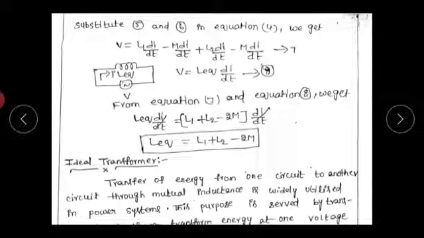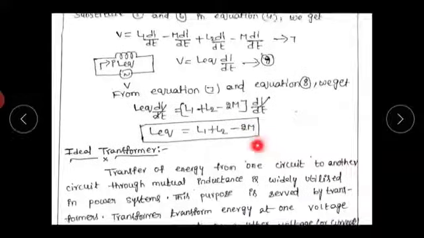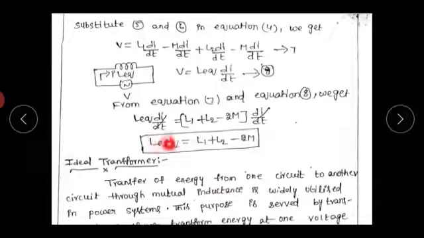From the circuit we can write V equals L equivalent into dI by dt. By comparing these two equations, we can write L equivalent into dI by dt equals L1 plus L2 minus 2M into dI by dt. So both sides dI by dt cancel. So finally L equivalent equals L1 plus L2 minus 2M henries. This is the equivalent inductance in case of series opposing connection.